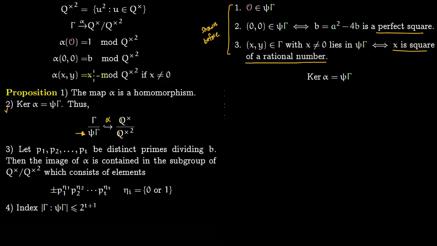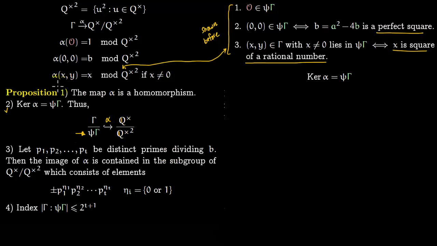In fact, we constructed this map precisely from this observation. Because we had this observation, we took x as this, because we now know that this will lie in psi of gamma if and only if it is a square of a rational number, which will give the kernel of alpha as psi of gamma. So this is just number 3 repeating itself, nothing much.